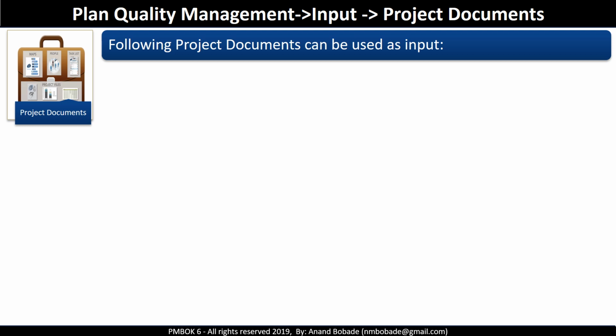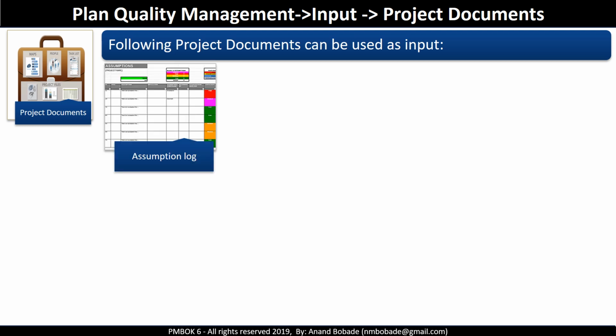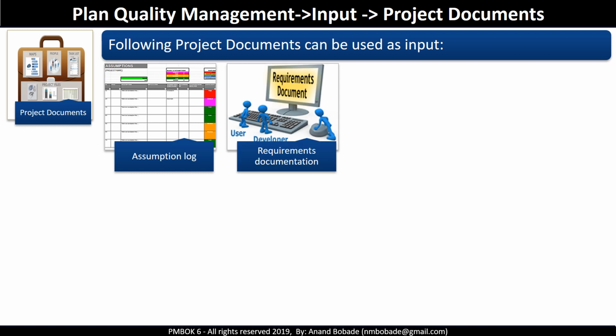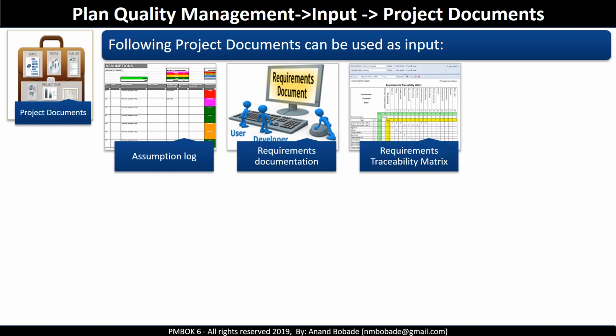Project documents, which include assumption log, which is output of develop project charter process. It contains assumptions and constraints regarding quality requirements. Requirements documentation, including requirement traceability matrix. This may include project and product quality requirements as well as tests required to verify those requirements.